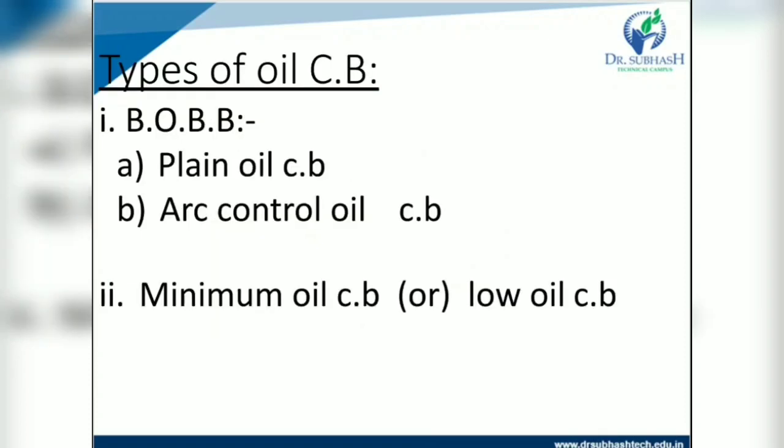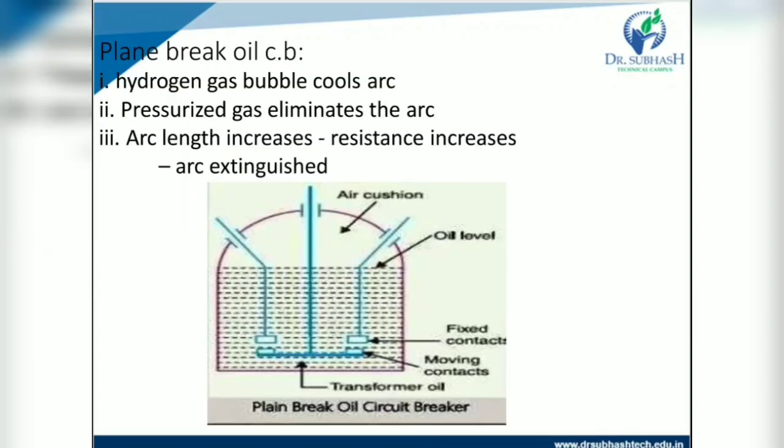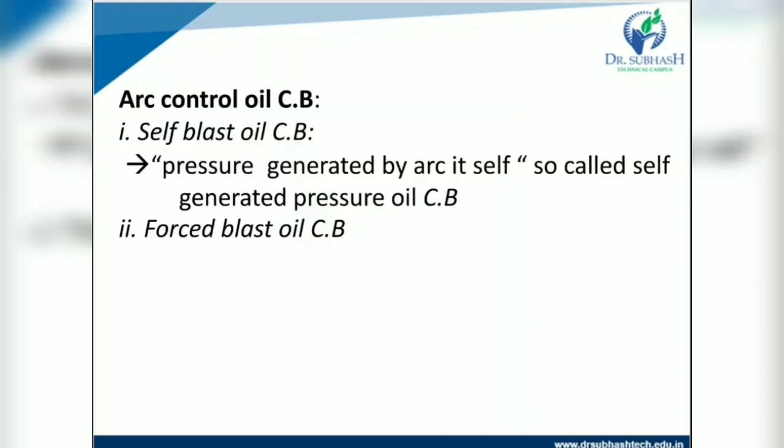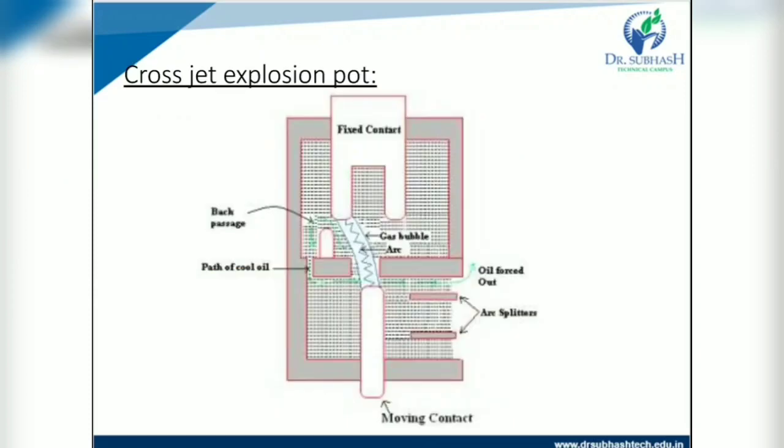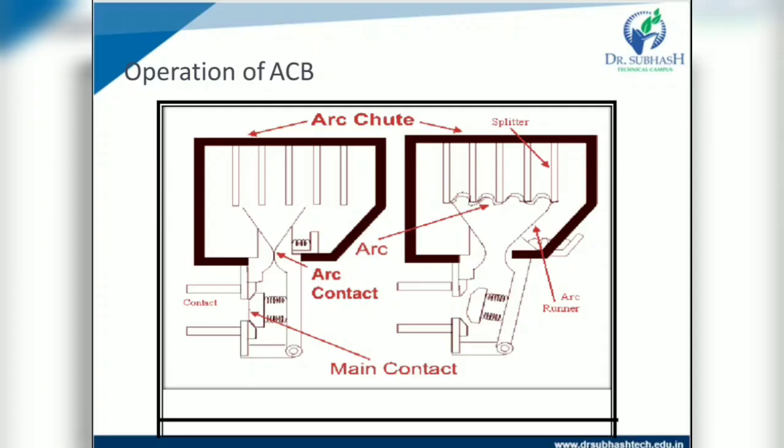And we studied the air circuit breaker. So this is the operation of the air circuit breaker, how the arc runner will move our arc from the main contact to the arcing contact, and how the splitter splits the original arc. So this is the diagram of the air circuit breaker and its operation.